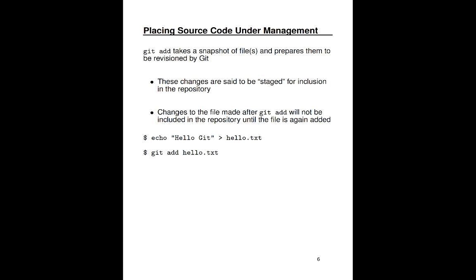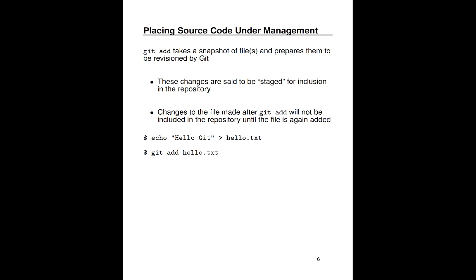After you've created your Git repository, you can start adding source code that is under management by that repository. And you do this with the git add command. What git add does is create what's called a snapshot of the files and prepares them to be revisioned by Git. Files in this state are said to be staged for inclusion in the repository. You've basically told Git, yep, I want you to monitor this file. It'll begin paying some attention to it. But we'll see in the next slide that they're not really in the repository. They're not under full version control quite yet.